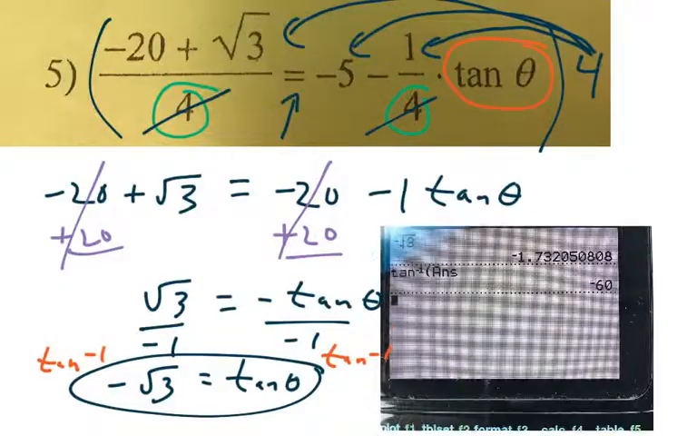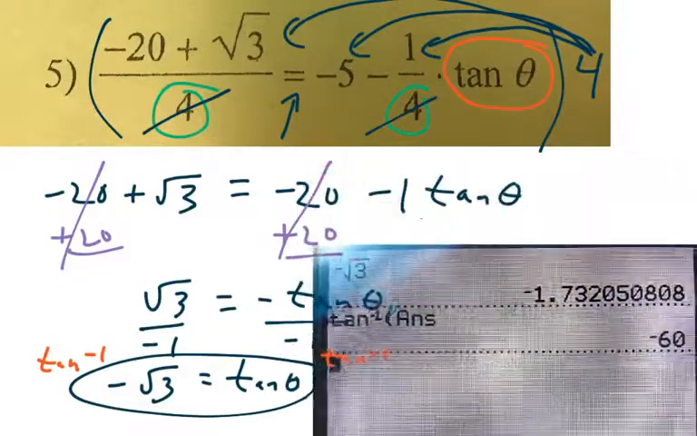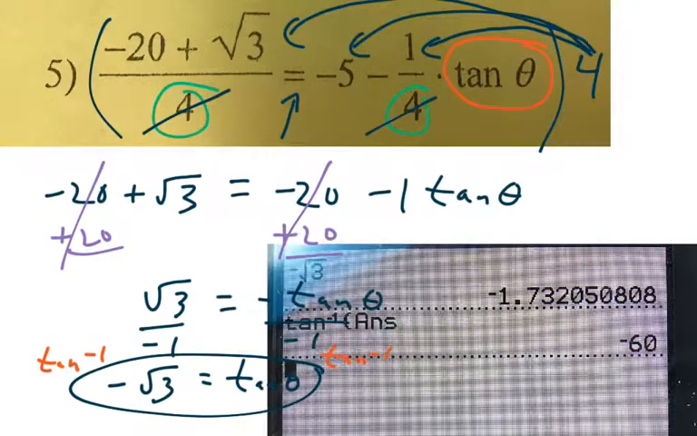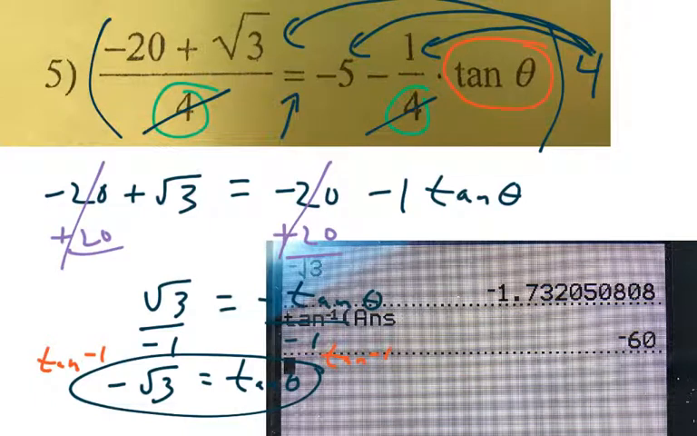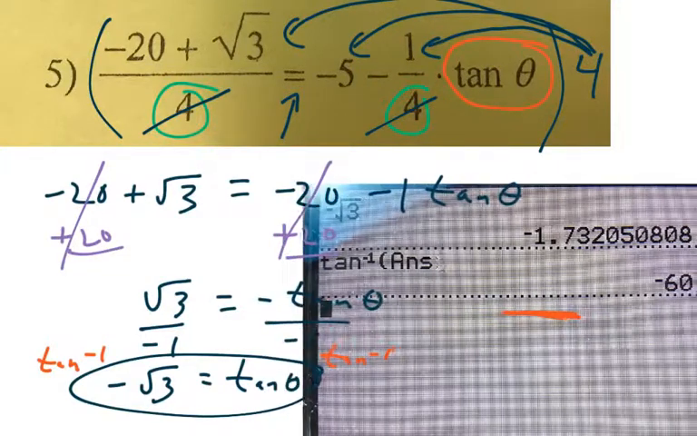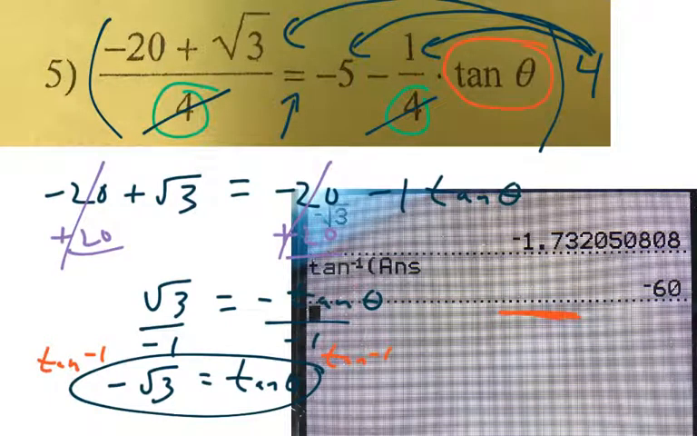Here we go. Hopefully that's large enough for you to see through my writing. But notice, negative square root of 3, of course, is negative 1.732. And hopefully you can see, let me adjust it a little bit more here. But notice I did, guys, the tangent inverse on the answer negative 1.73, i.e. negative square root of 3. And there is my answer, negative 60 degrees.